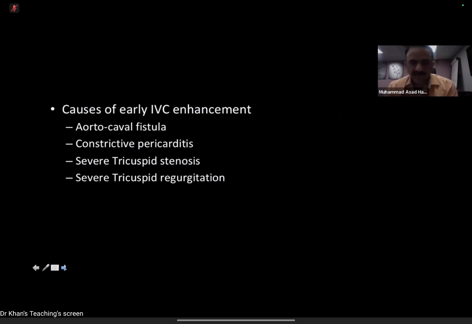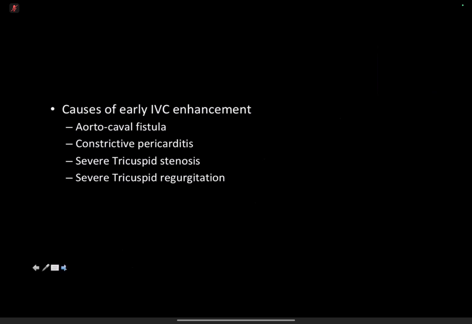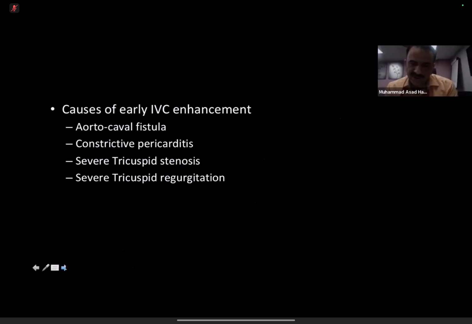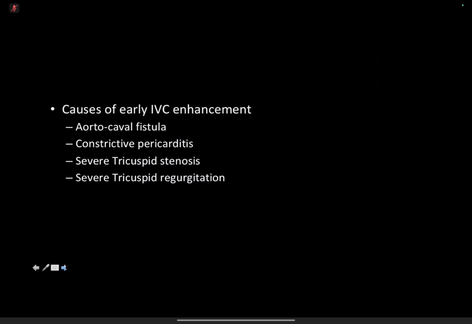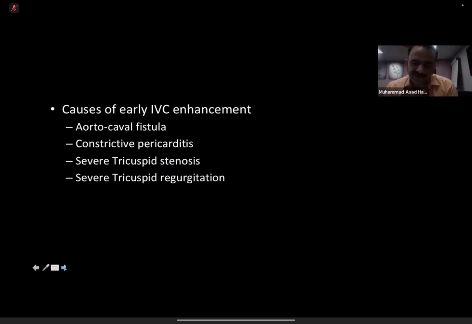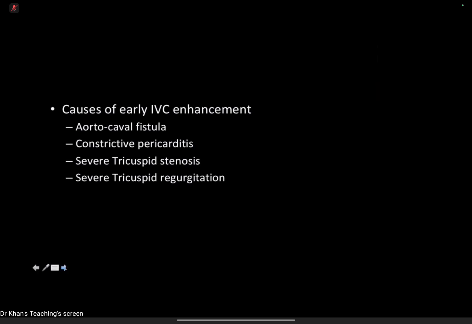There are 4 common causes, especially for the proximal IVC. Aortocaval fistula, as we have shown in this case. If there is no aortocaval fistula, one should be thinking about constrictive pericarditis or severe tricuspid stenosis or regurgitation. If the right heart is not functioning very well for any of these reasons, the contrast can reflux into the IVC and give a similar appearance. So these are the 4 differentials which we normally tend to look for.